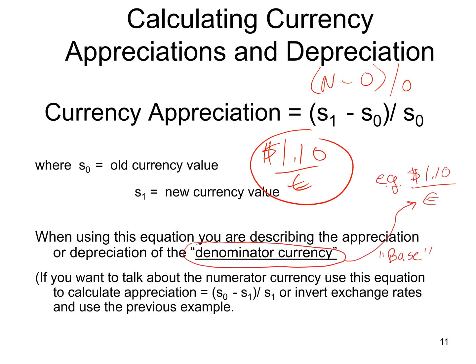The answer is, it's always telling you the appreciation or depreciation of the base currency. I sometimes call it the denominator currency. If you look at the quote, and the way I write it is $1.10 over 1 euro, so it's always telling you about what happened to the base currency in terms priced or quoted in the quote currency. So that's how we talk about it.